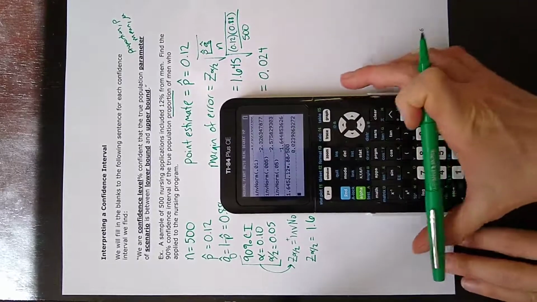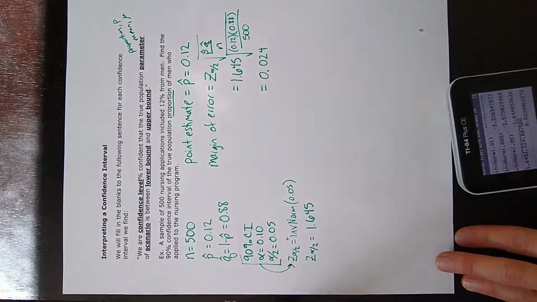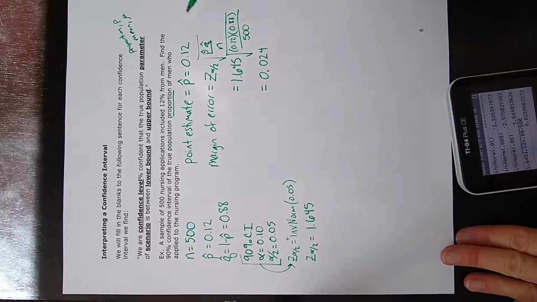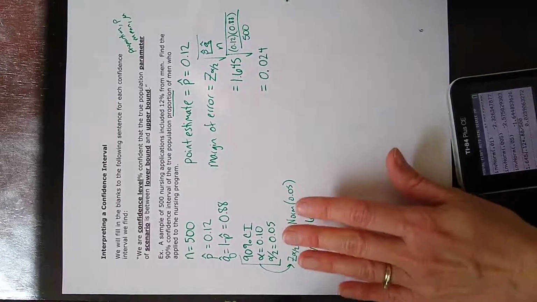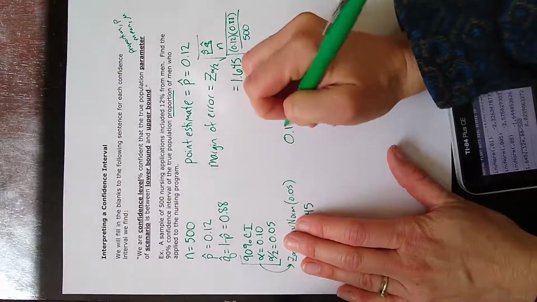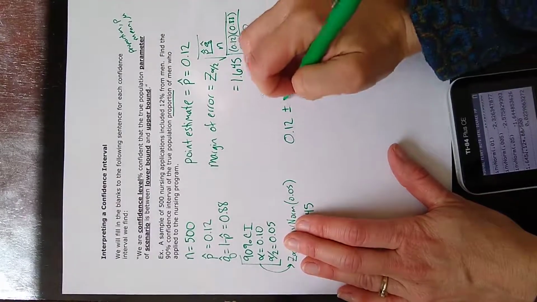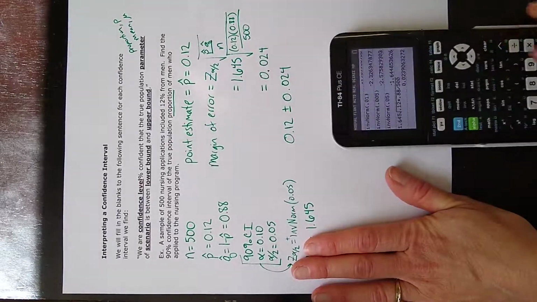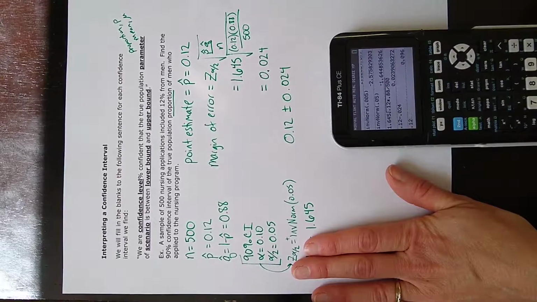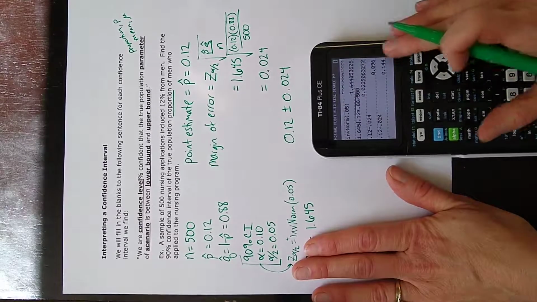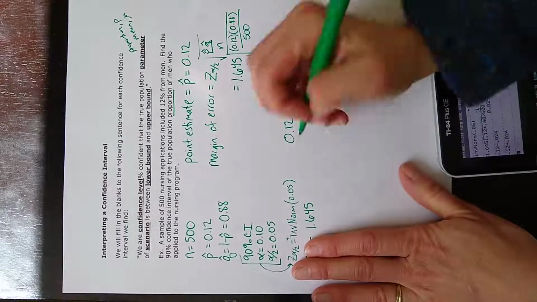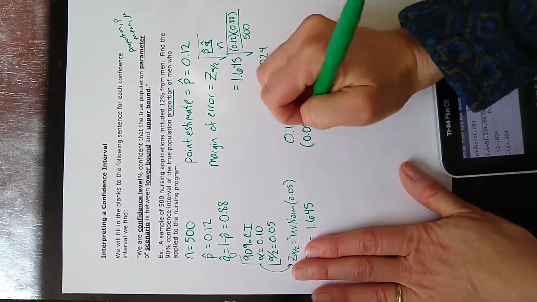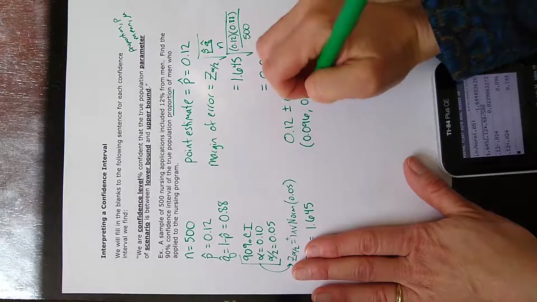Now if we go back to the way our formula is set up, our confidence interval, our lower bound and our upper bound, are found by taking the point estimate and adding and subtracting the margin of error. So I've got 0.12 plus or minus 0.024. Always do the minus first because that's going to give you the lower value. I generally type them in at the same time. So my lower bound is 0.096, and my upper bound is 0.144.